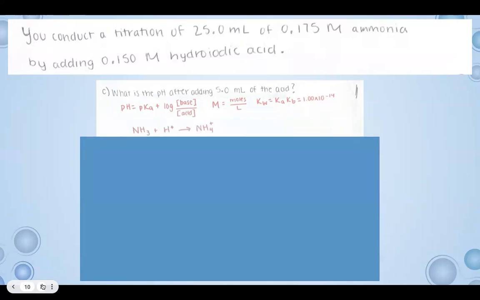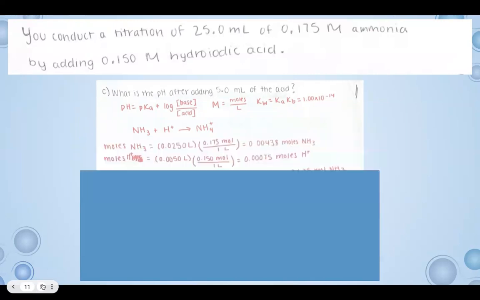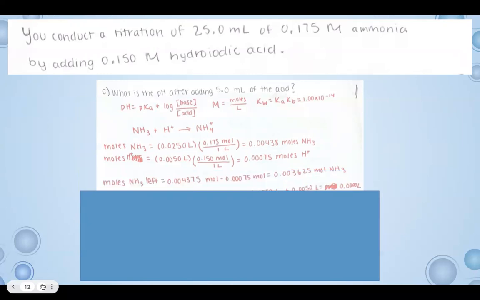First we write our equation: NH3 plus H plus yields NH4 plus. We now find the number of moles of both NH3 and H plus, and we use the number of liters of both components and multiply that by their respective molarities. We find that the number of moles of NH3 is 0.00438 and the number of moles of H plus is 0.00075. We find the number of moles of NH3 left by subtracting the H plus moles from the NH3, and we find it to be 0.003625 moles.